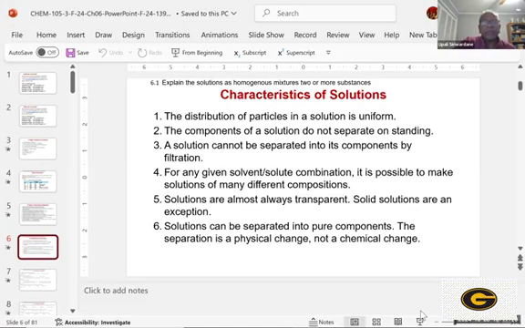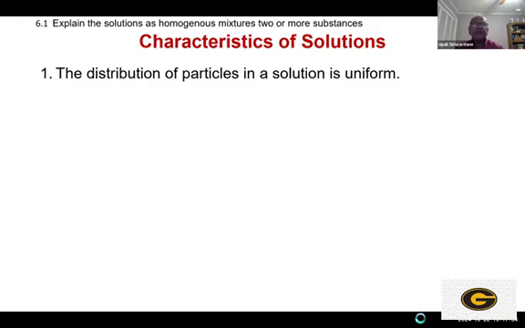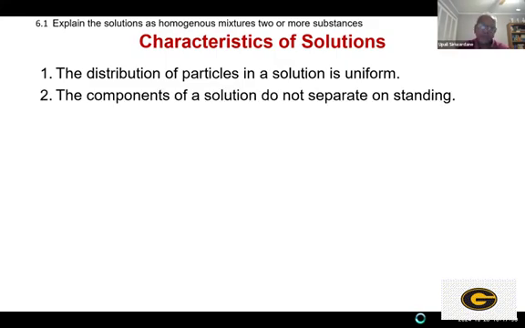Characteristics of solutions, homogeneous mixtures. Let's look at that. The distribution of particles is uniform. That's the meaning of homogeneous. The distribution of gas in a liquid, the gas particles and liquid particles are homogeneous, uniform. Components of a solution do not separate on standing.